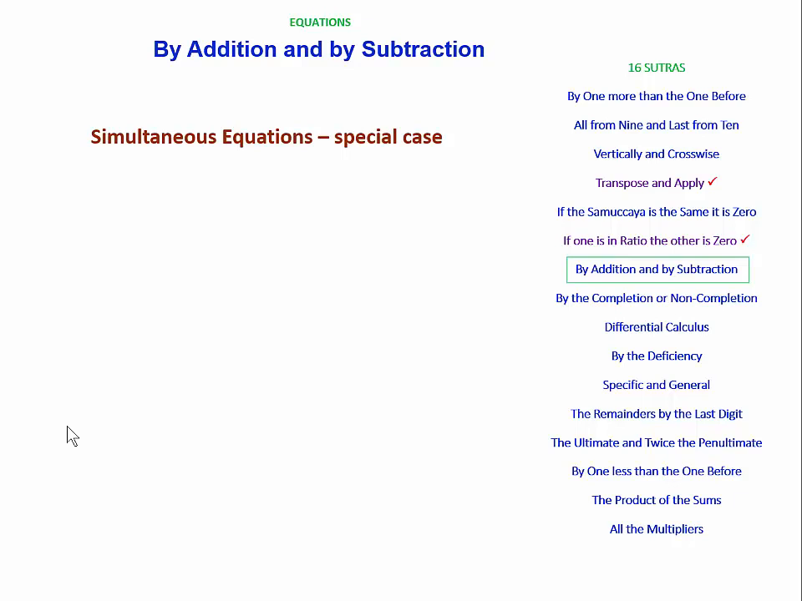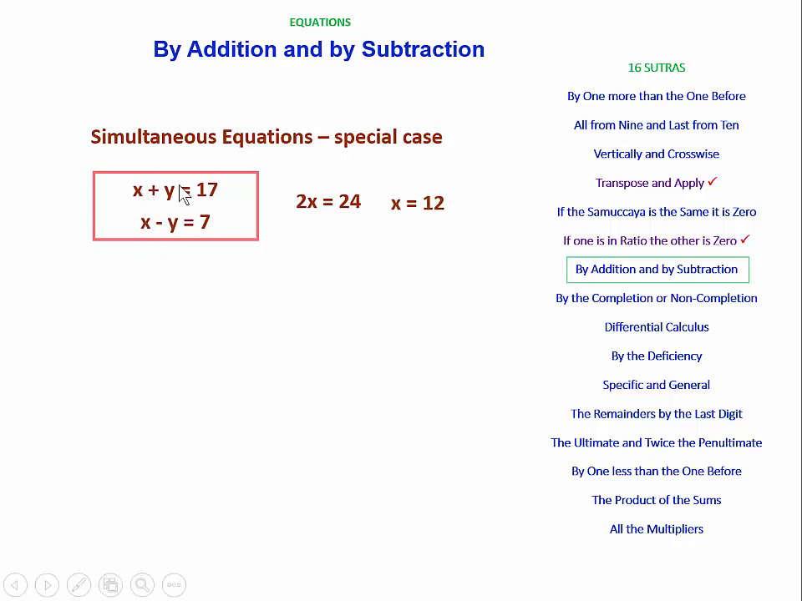Here again we can show an illustration from Tirthaji where we've got special types of simultaneous equations. Here you notice that we've got x plus y and x minus y, and we can eliminate one of the letters by either adding or subtracting. So if we add those two equations up, the y's get eliminated because one's plus and one's minus, and we get 2x is 24. So x is 12. If we subtract the equations, the x's get eliminated, and we get 2y is 10. So y is 5.